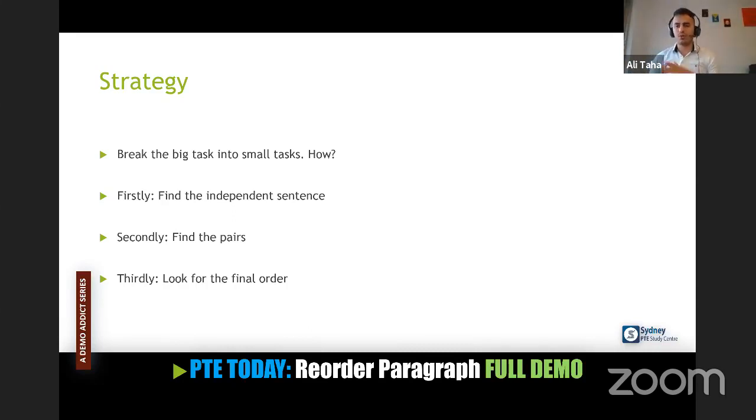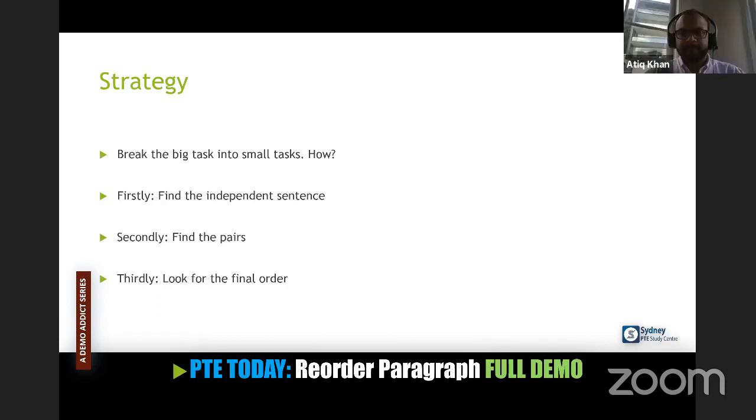And this is a good point for you guys. Why? Because in the exam, you are judged based on the correct pairs. If you get one correct pair, no matter where it is located, you will still get 1 mark. And once you have found the pairs, along with the independent sentence, you need to look for the final order or the final sequence.